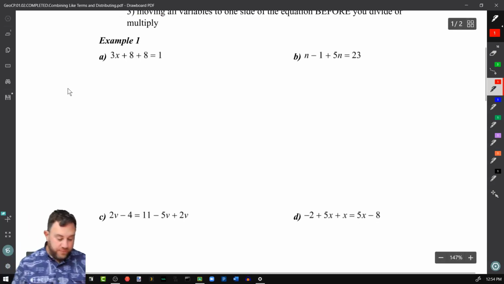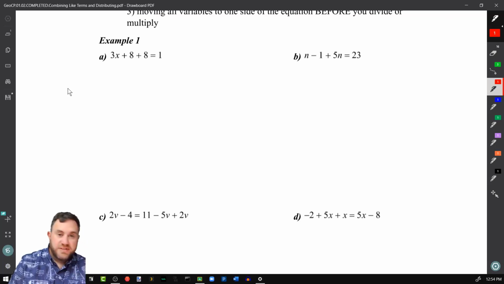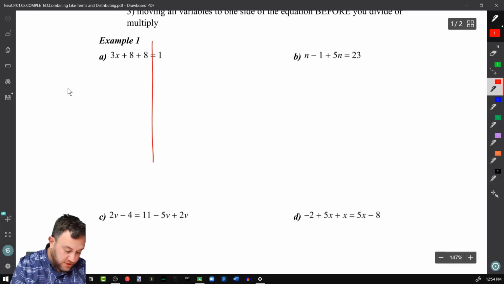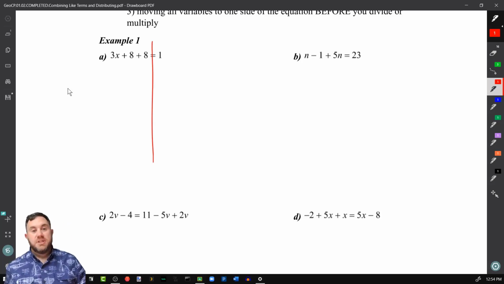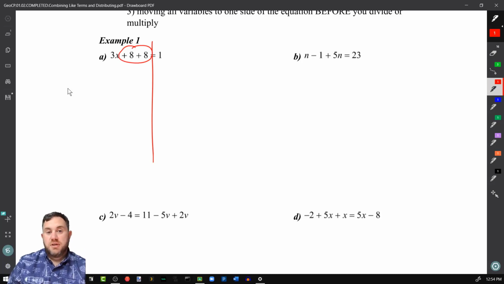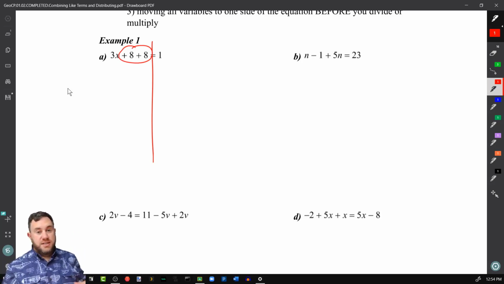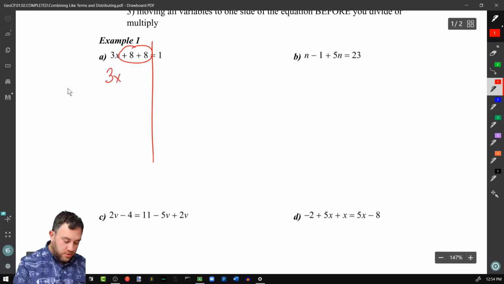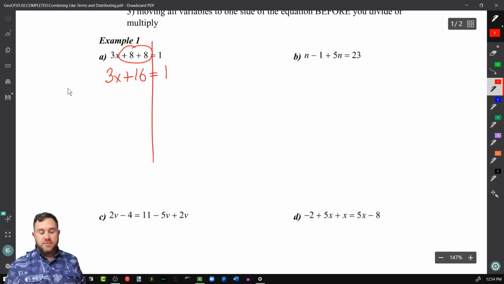So for 1a, you can see on the left, remember combining like terms, they have to be on the same side of the equal sign. So if you want to draw a big line down the equals to separate them, you're more than welcome to. You don't have to. I'm usually not going to do it. But you can see we've got a +8 and a +8. Those are both what we call constants. They don't have a variable attached to them, so they go together. And 8 + 8 is 16, so this becomes 3x + 16 = 1.